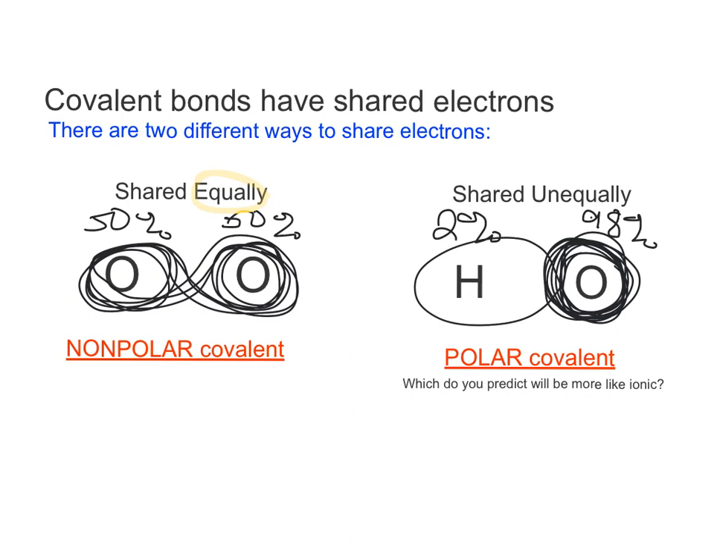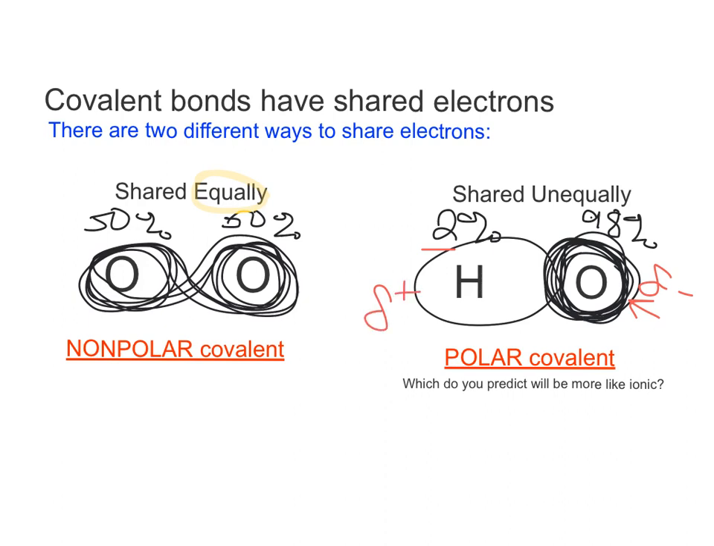Since the electron is found around oxygen more often, you could say that oxygen would have an overall slight negative charge, because it's got that one extra electron. Hydrogen, exact opposite. It's kind of short an electron 98% of the time, right? It's only got it 2% of the time. So you could say that over here, it's got a partial positive charge.